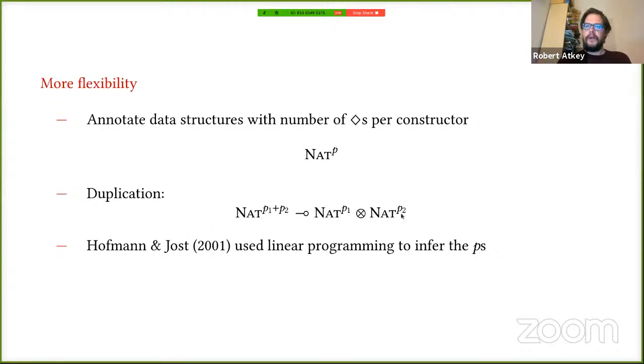And this means that when you iterate over it, you get a certain number of diamonds to use in every step of the iteration. So for example, if you iterate over a list and the list contains 2 diamonds per step, then you can do 2 units of work for every item in the list. And one really nice feature of their system is that you can use linear programming to infer the values for these P's, which allows you to write things that look a bit like normal functional programs, but you can then infer the resource annotations.